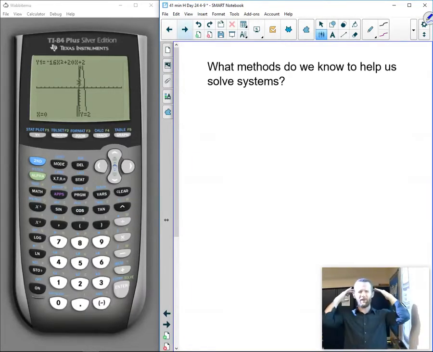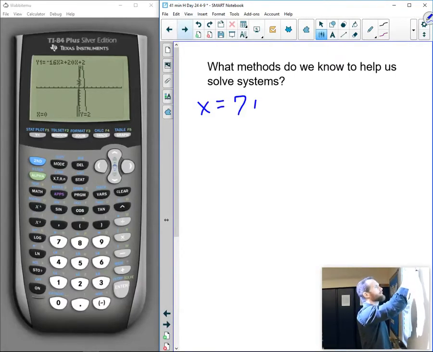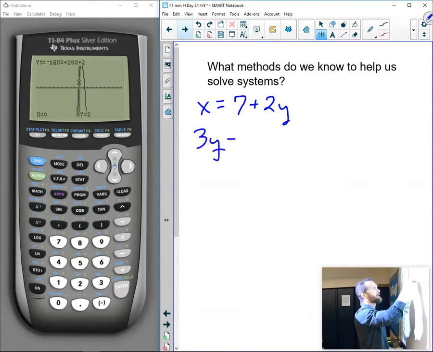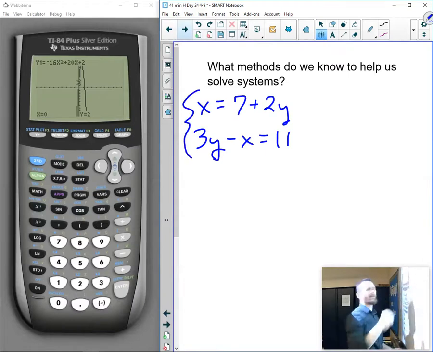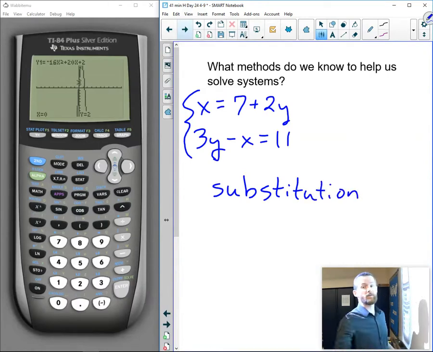So let's sort of pull some information back to the front of our brain. What methods do we know to help us solve systems? So if we had a system, like say x equals 7 plus 2y, and then, I don't know, 3y minus x equals 11. I'm just making these numbers up. If we had a system that looks like that, there were a few methods we know to solve it. One was substitution, where we get a variable by itself and substitute the expression that it equals into the other equation.